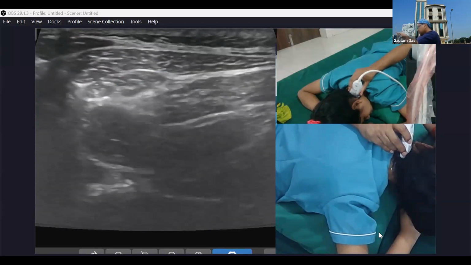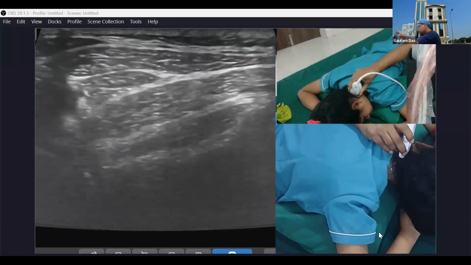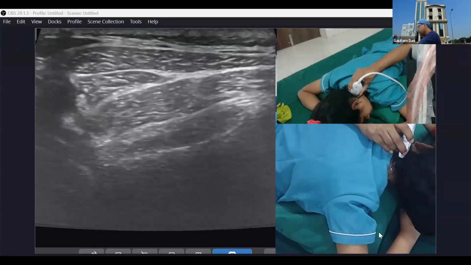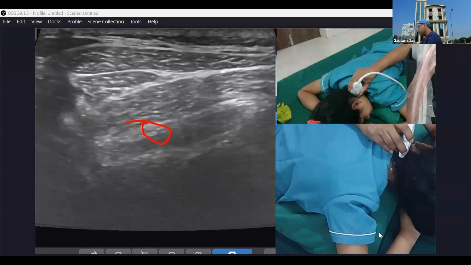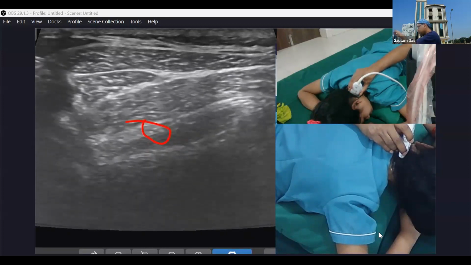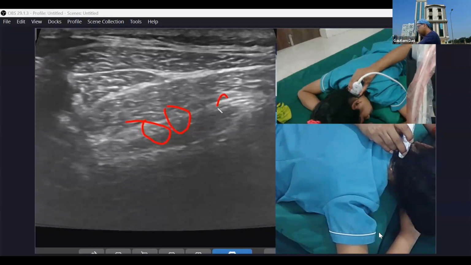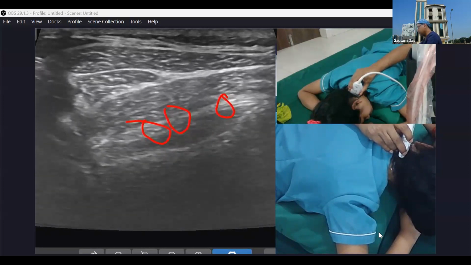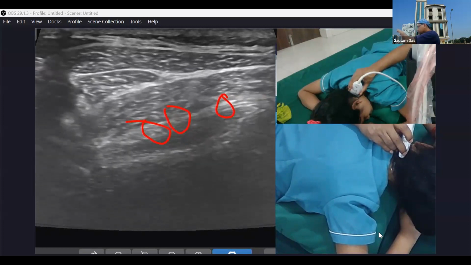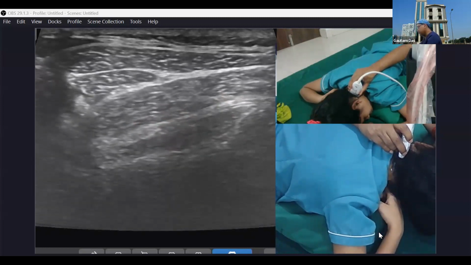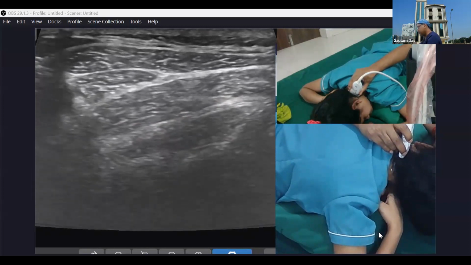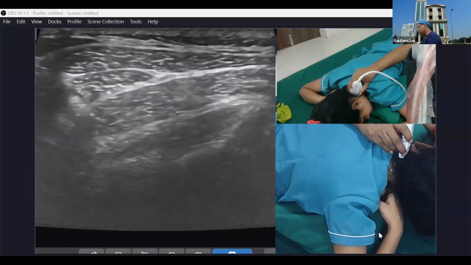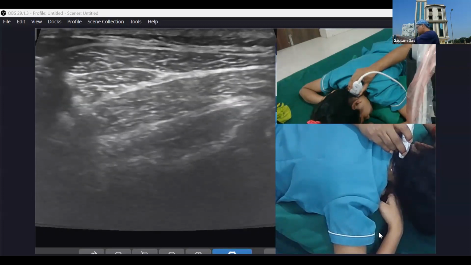So now here at this level is your nerve. This is your greater occipital nerve. Can I appreciate that now? And here is your pulsating vessel, and here is your third occipital nerve. Can I appreciate the greater occipital nerve? Hyperechoic structures. Some artery is pulsating, and just lateral to that is the greater occipital nerve, and medial to that is your third occipital nerve.